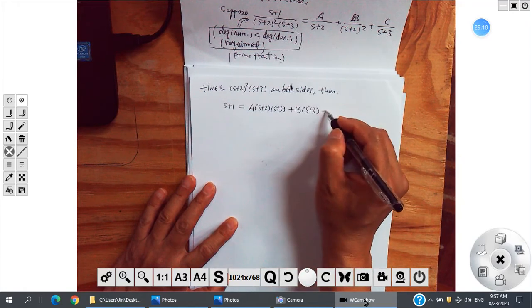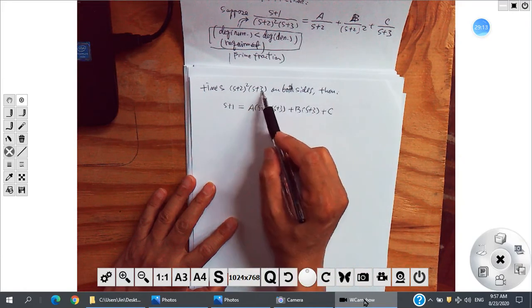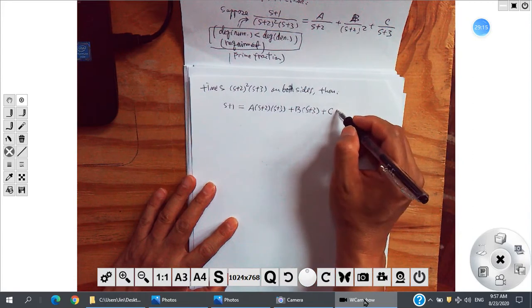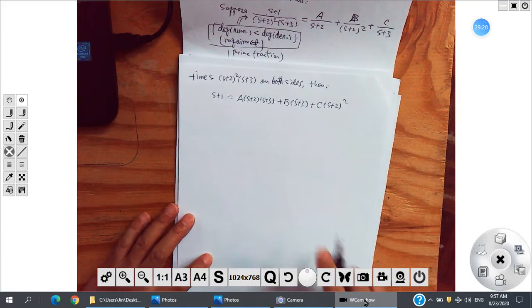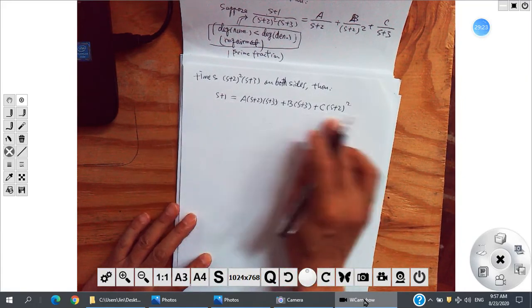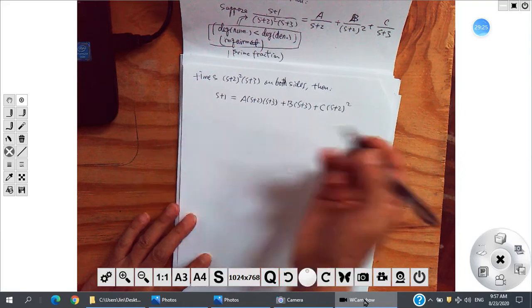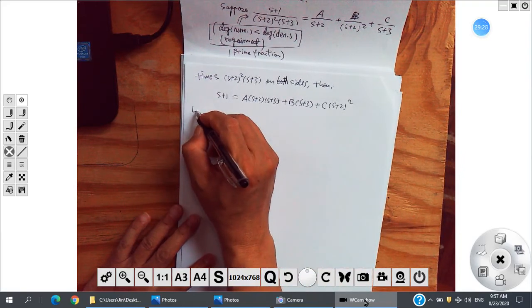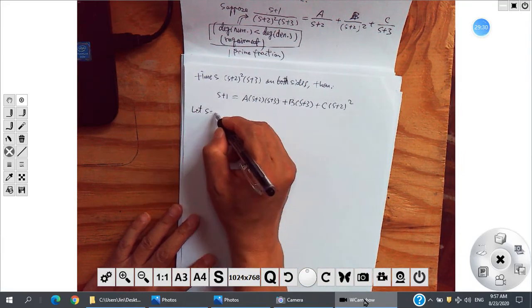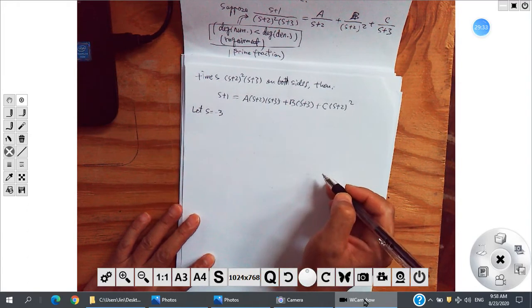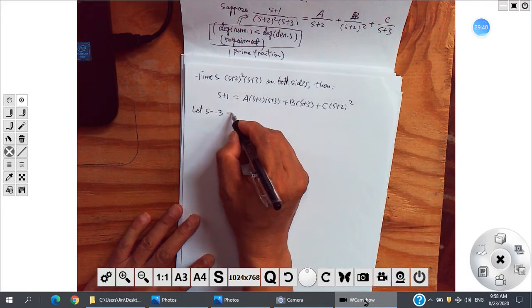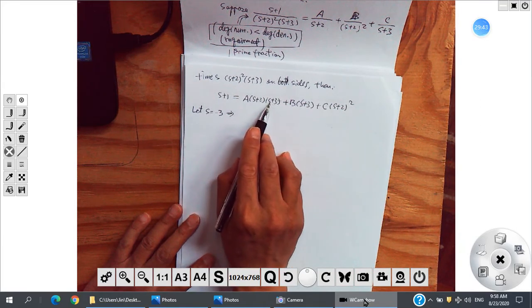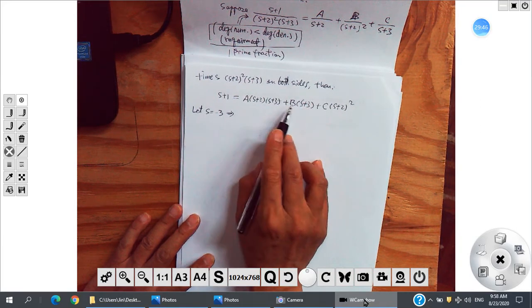And C, the s plus 3 cancels, right? So I have s plus 2 squared. All right, then this one holds for any s, so we can pick any s on it. Like, let s equal to negative 3, or negative 2, doesn't matter. Okay, with negative 3, I can make some of them 0, right? Negative 3 plus 3 is 0, so these two terms will be 0.